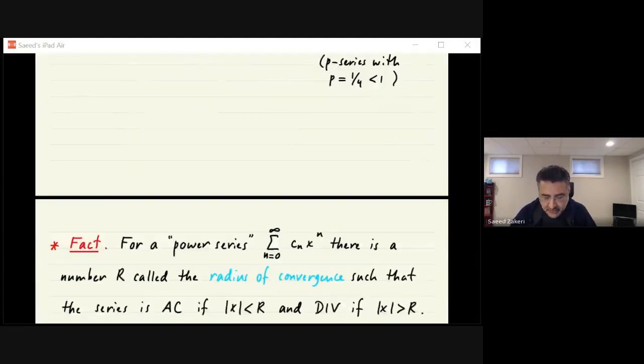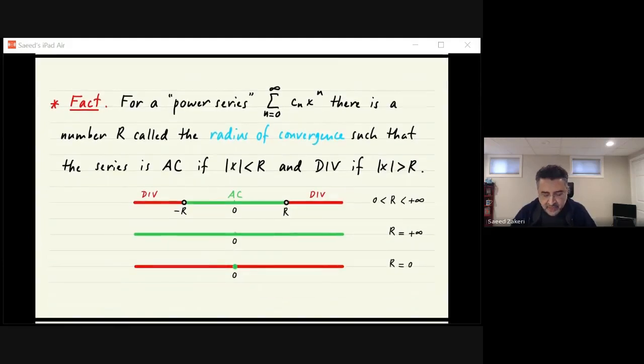This is a general phenomenon. And the general phenomenon is that for a power series, sigma Cn x to the n, where Cn are a bunch of coefficients, there is a number r called the radius of convergence, such that the series is absolutely convergent if your distance to the origin is less than r, and it's divergent if your distance to the origin is greater than r. In my last example, the radius of convergence r was 1/2.